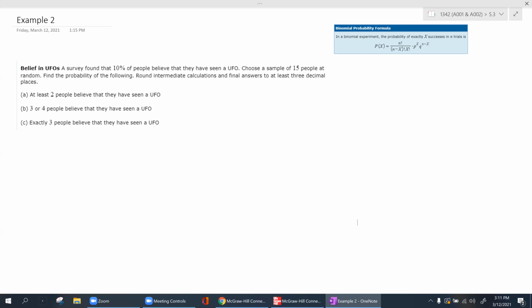So the first thing I want to do is dissect this information. Let's find out what we know. For part A, I should have N, P, and Q. My N is going to be my sample size, and reading the question, that's going to be 15.